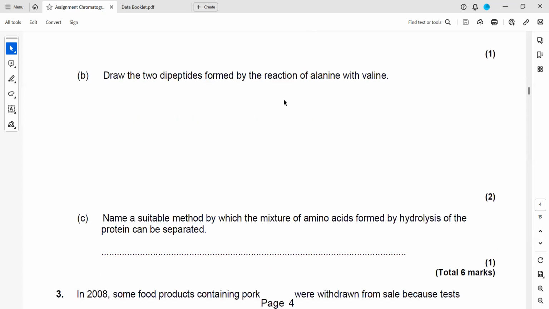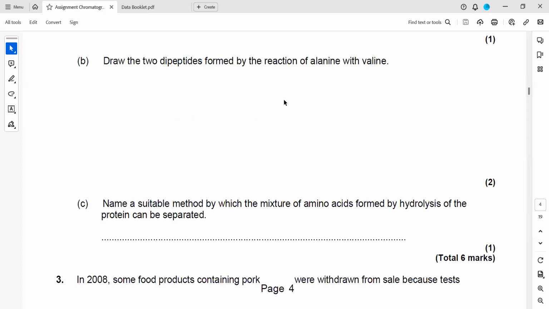Okay. Name a suitable method by which the mixture of amino acids formed by hydrolysis of the proteins is separated. So if you want to separate them, what do we use? Chromatography. So this was page 4. Next is page number 12.